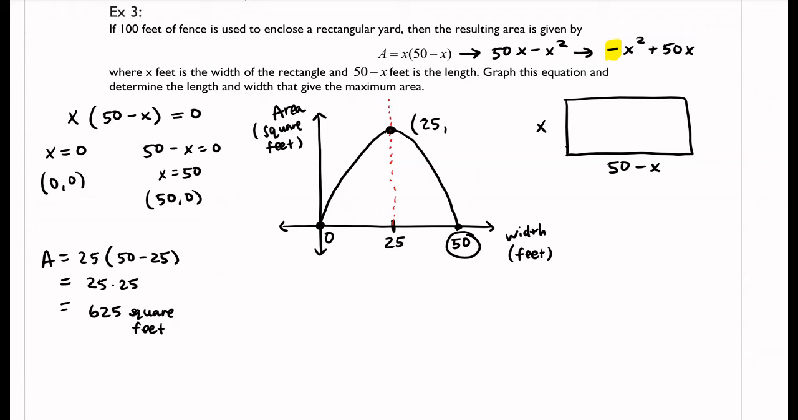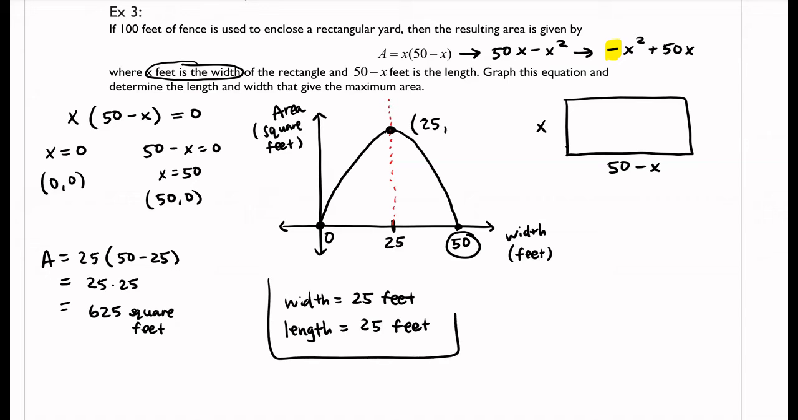And so we've already graphed it, and it says determine the dimensions that will give the maximum area. So we already know that x is equal to the width. So then the width is 25 feet, and the length is 50 minus whatever the width is. And in this case, the length and the width will be the same. So it's the 25 feet for the length as well. So these are the dimensions that will give the maximum area. Okay, let's move on.